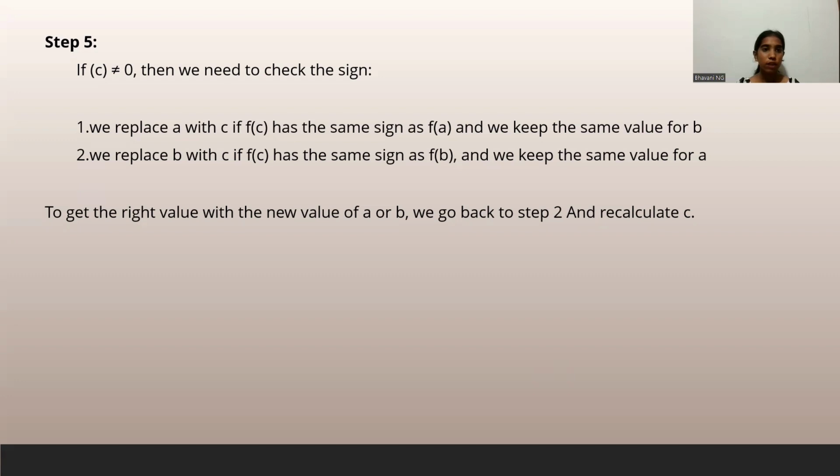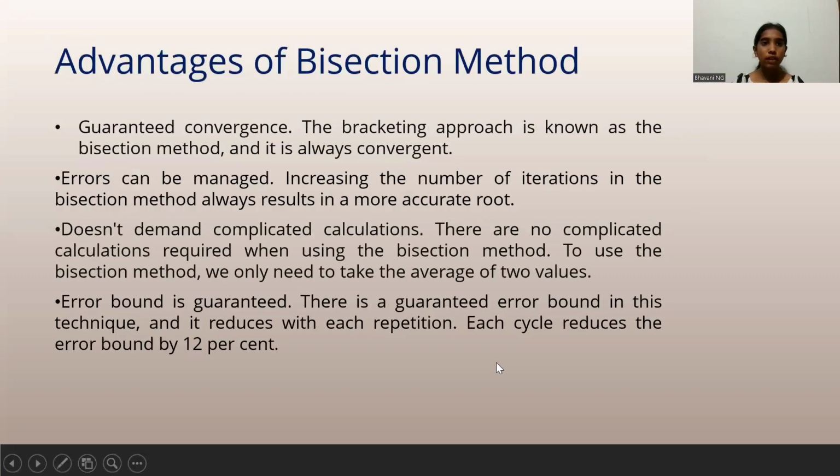We replace A with C if f(C) has the same sign as f(A), and then we keep the same value for B. We replace B with C if f(C) has the same sign as f(B), and we keep the same value for A. To get the right value with the new value of A or B, we go back to step 2 and recalculate C.